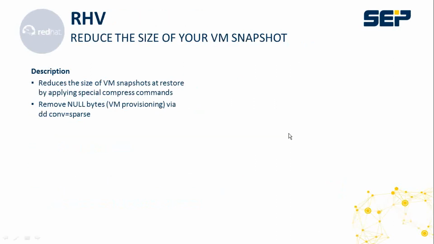If we talk about Red Hat Virtualization, we have a tiny new functionality that when restoring the snapshot will be reduced by the null bytes with a specific command which is integrated in our software now, so that you can save space when restoring snapshots.